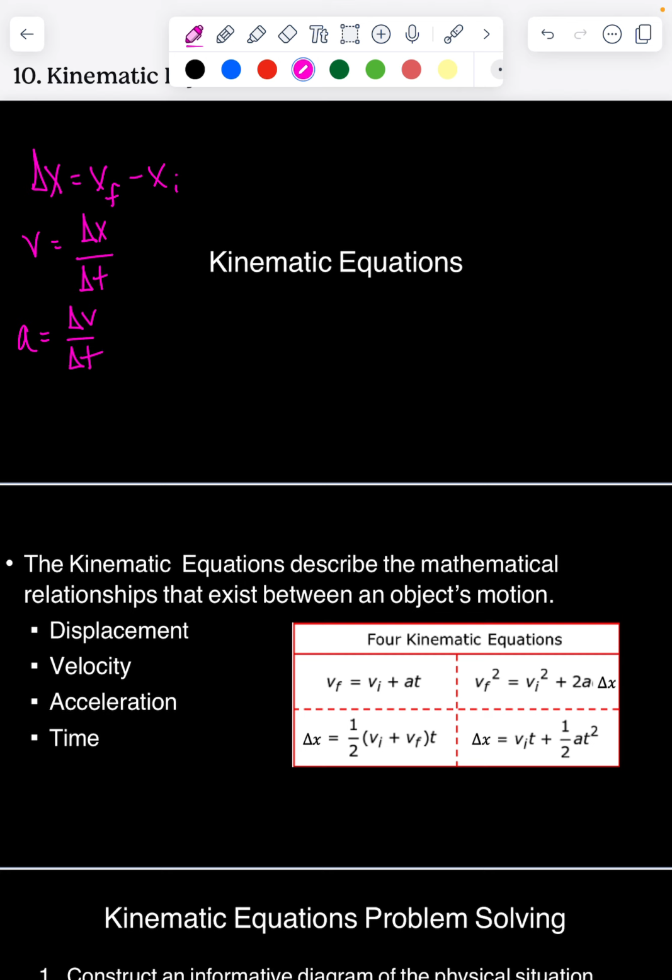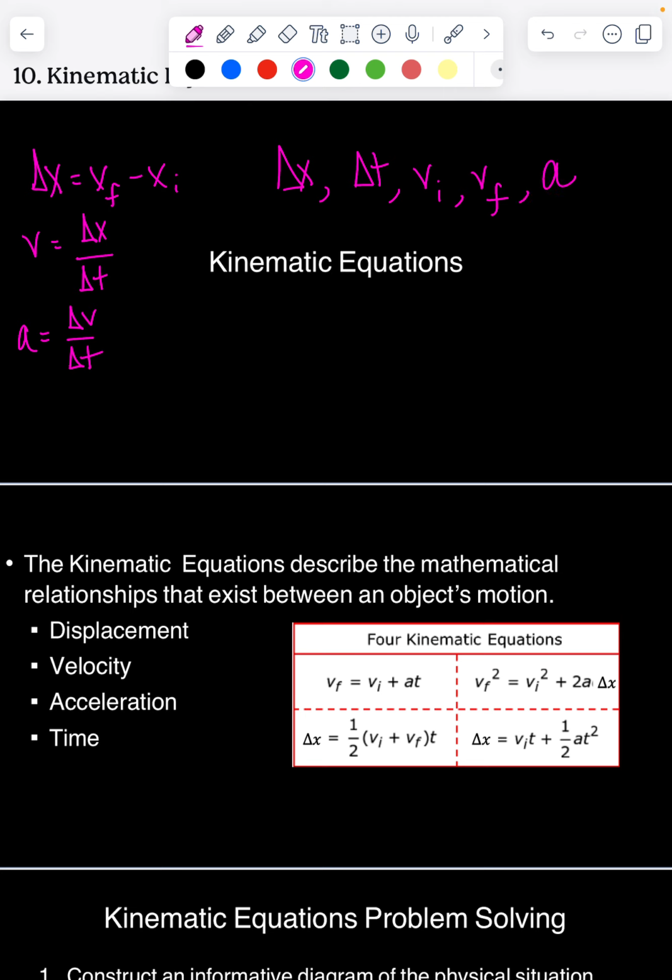Out of these equations, we see the big five variables that we're going to be looking at. We see delta x, which is our displacement. We see our time interval. We see initial velocity, we see final velocity, and we see acceleration.